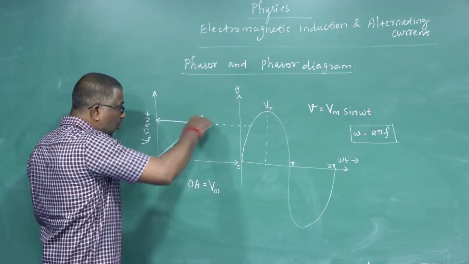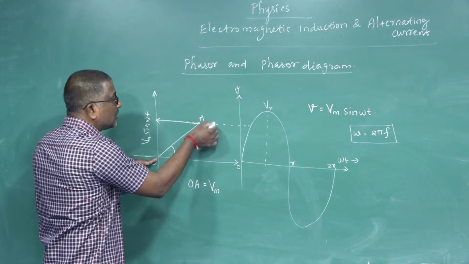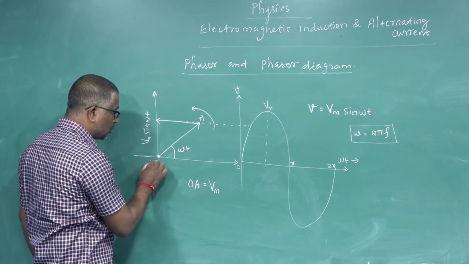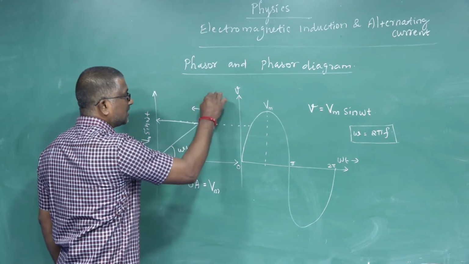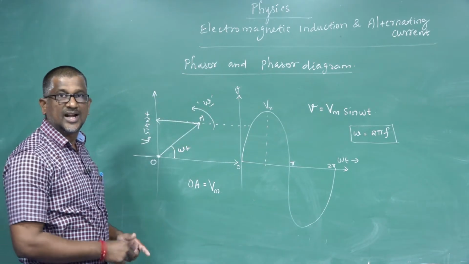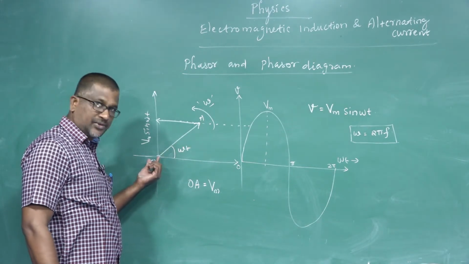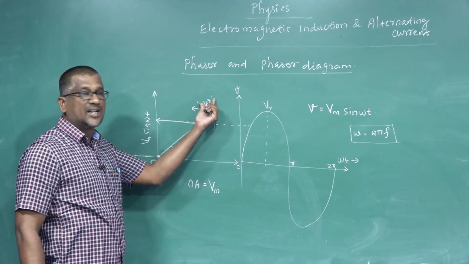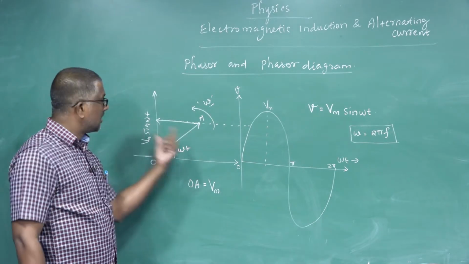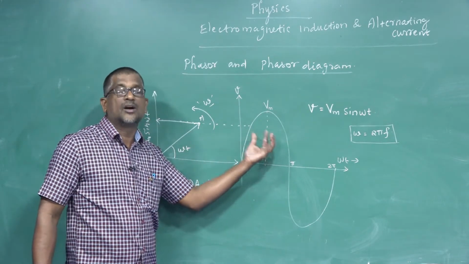This vector, OA, rotates about a fixed point, the origin O, with constant angular velocity. In which direction? Anticlockwise direction. A vector which rotates about a fixed point with constant angular velocity in the anticlockwise direction, not clockwise, is called a phasor. This phasor represents the sinusoidal alternating voltage.